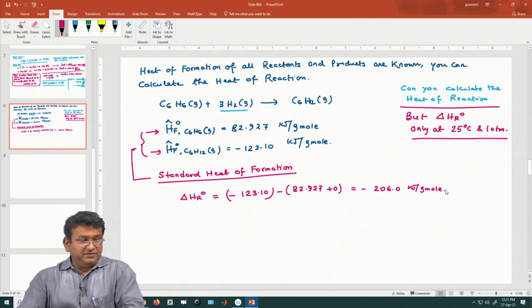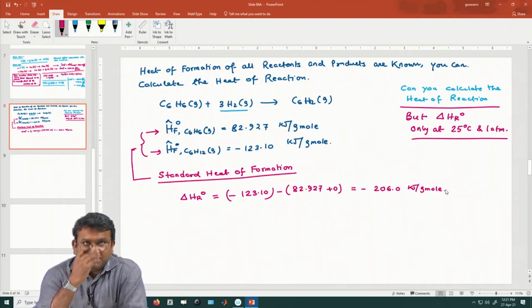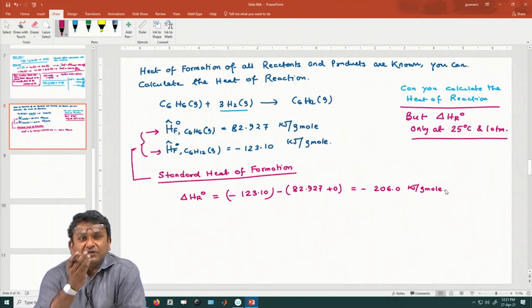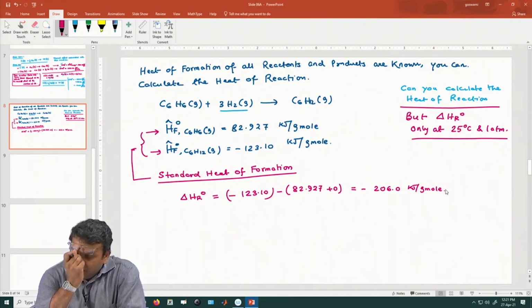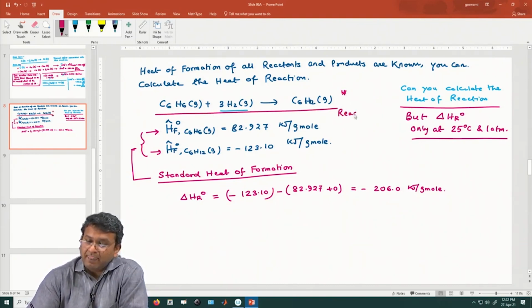Now, think of a situation. There are several very small issues associated with it, which I can explain very nicely. We can develop a very nice understanding. So, one of them can be, let us say, this reaction goes to 70% completion.